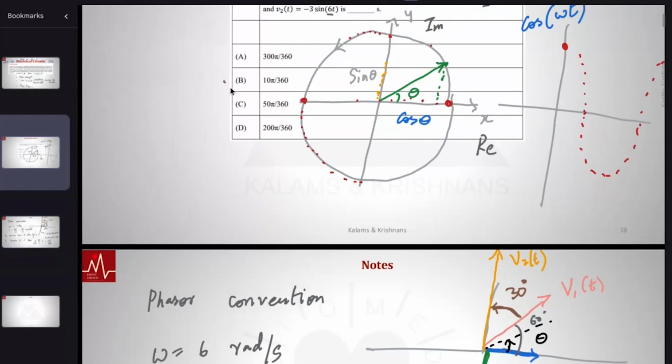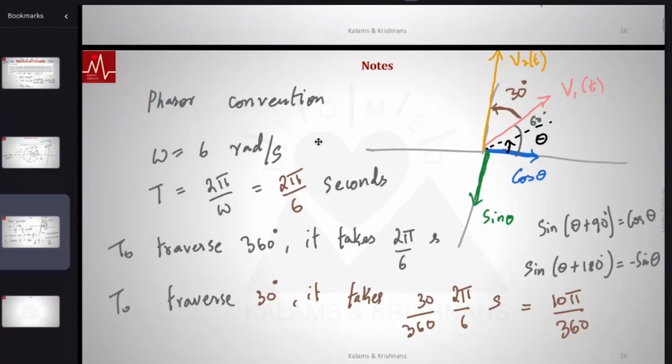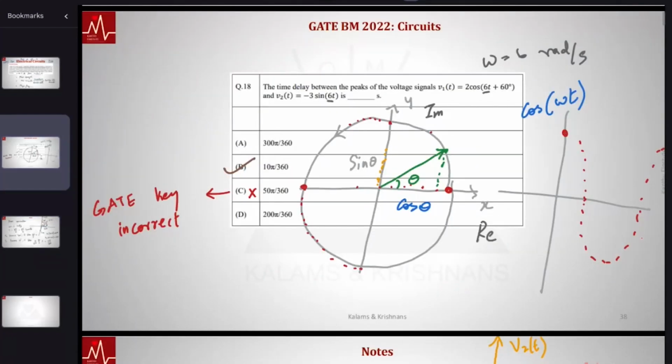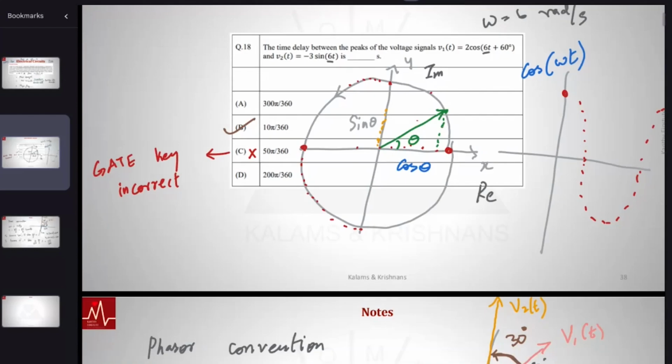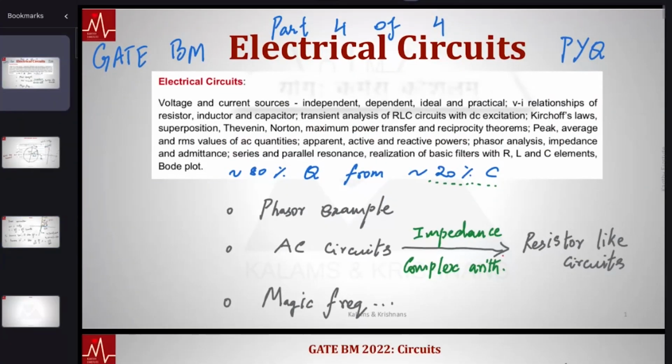And notice the GATE key is incorrect. I have plotted all the signals and I have shown it. This is the official GATE key, but that is incorrect. So at the end of the day, this is the phasor convention. Instead of looking at signals as a function of time, you are looking at things doing circular motion, and you are essentially comparing the relative motion of one arrow with respect to other arrows. So AC circuits, if you know the impedance, we can treat them like resistor circuits.